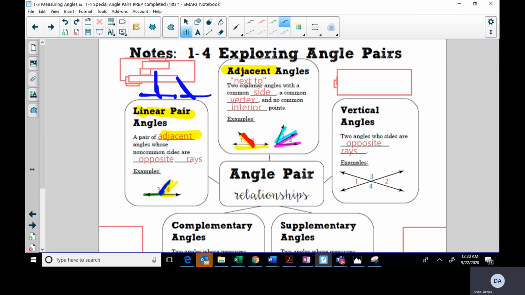Now, we are talking about the next pair of angles. These are called vertical angles, which are formed by the intersection of two lines. So this is our one line in yellow, another one in green.